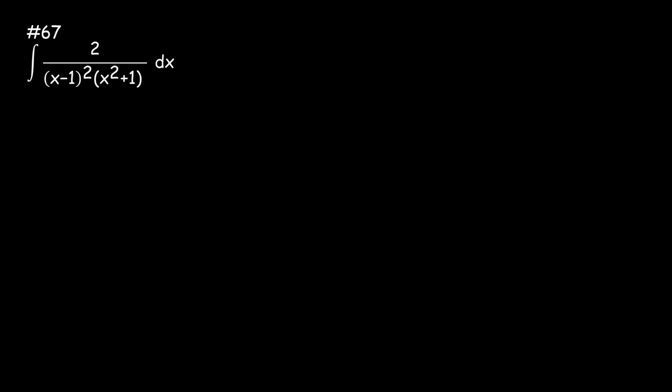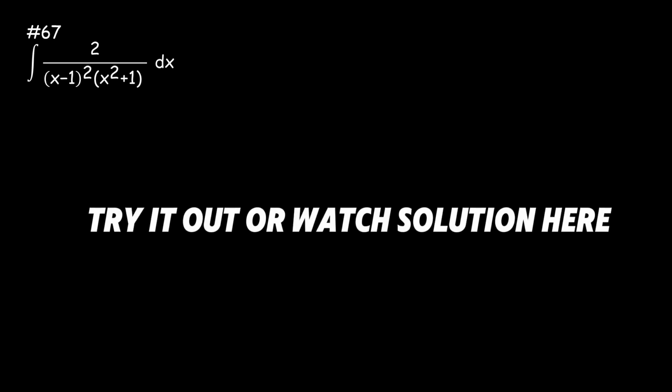Question 67, we have 2 over x minus 1 all squared times x squared plus 1 dx.